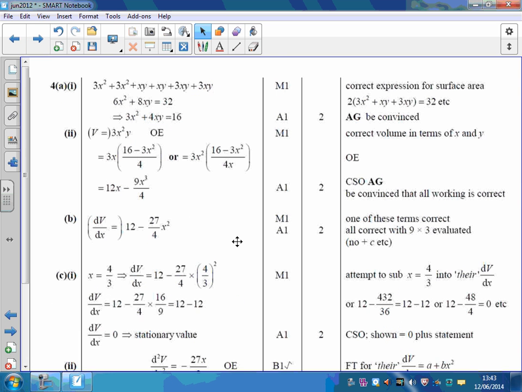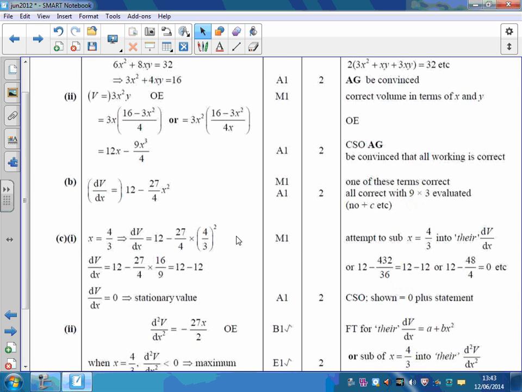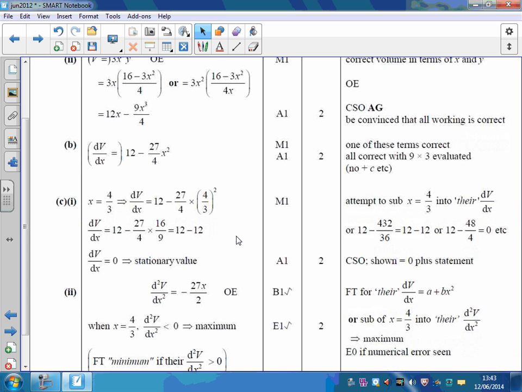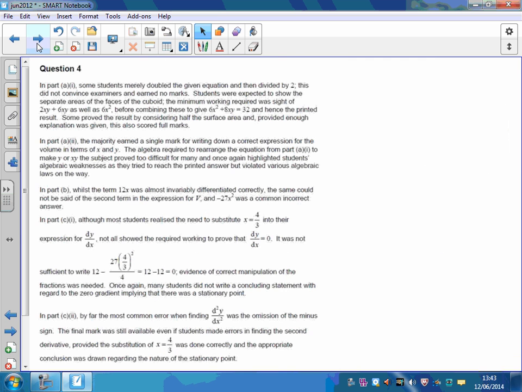Here is the mark scheme. Here is the examiner's report. A bit small, sorry, just pause it.